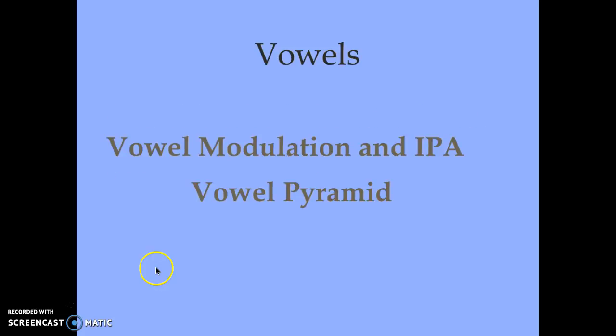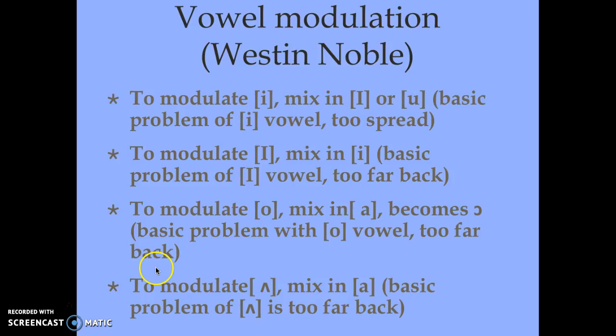Here's some examples of vowel modulation using IPA. Weston Noble did this, and this is sort of his claim to fame. He has many of them, but this is one of them. Here's an example, and you can take the time to try these by pausing the video, of course, but to modulate an E vowel, let's say the E vowel's too spread, we will modulate some I into it.